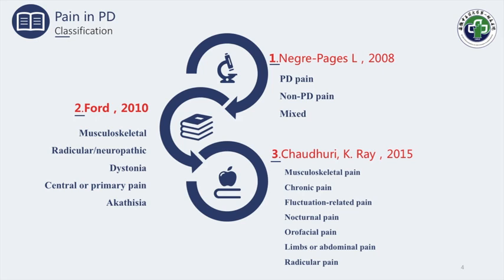Researchers have not developed a consensus classification system for pain in PD. In 2008, pain was classified into three types by Professor Ford: PD pain, non-PD pain, and mixed. In 2010, a fourth classification system included 5 types: musculoskeletal pain, radicular pain, dystonia-related pain, akathisia-related pain, and central parkinsonian pain. And the latest classification system in 2015 divided PD pain into 7 types.